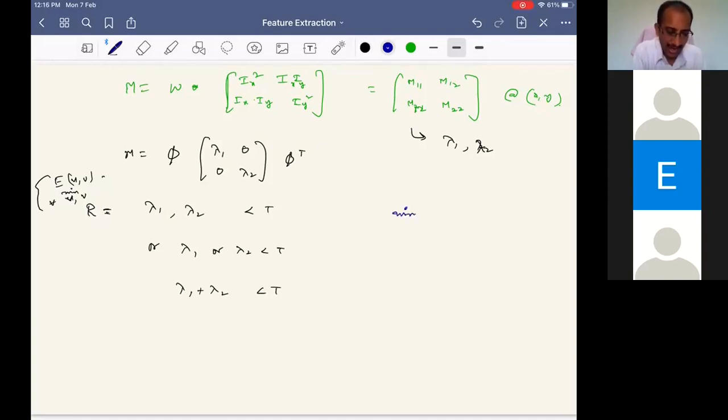Minimum of lambda 1 and lambda 2. Yeah, very good. Minimum of lambda 1 comma lambda 2 has to be less than a threshold for an interest point, or for minimizing E of u comma v for all u comma v.